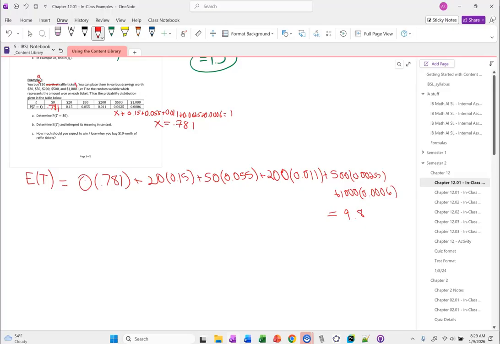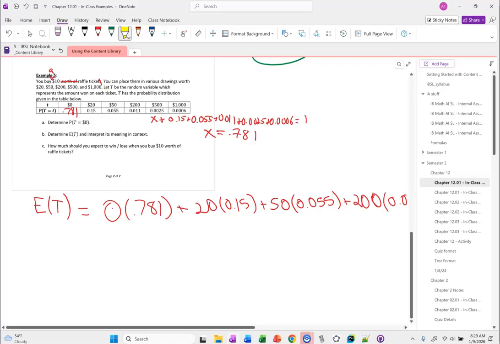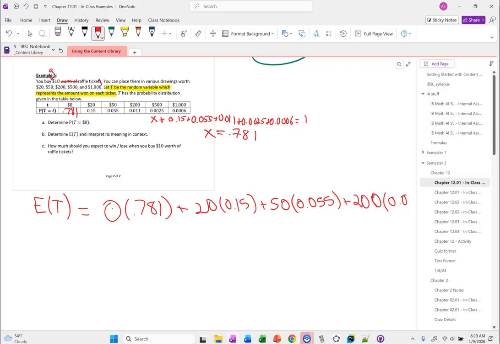Thanks, Mia. Now I'm going to ask you, what does that mean? So we got 9.8 as a number. What does that mean? It's the expectation. What does T represent? Money, value. The amount won on each ticket. So the expectation of T would be the average amount.